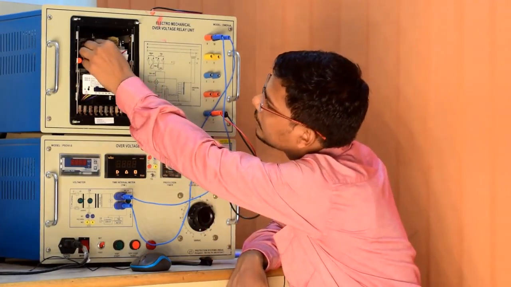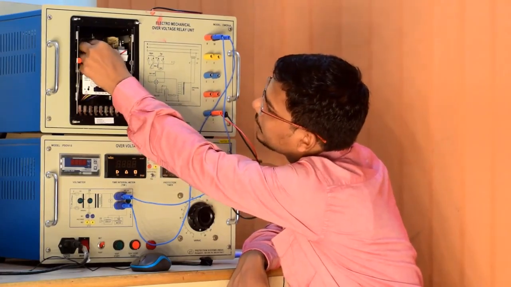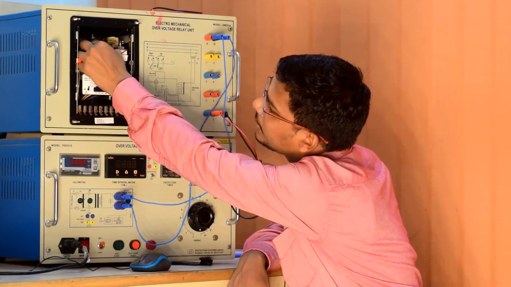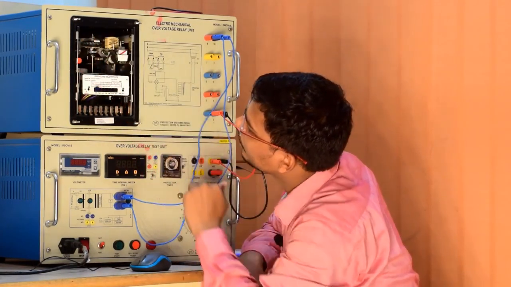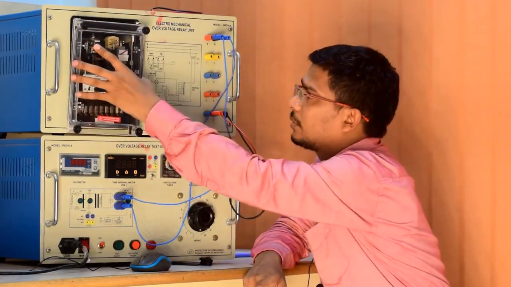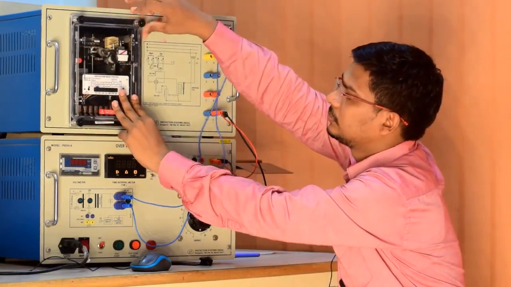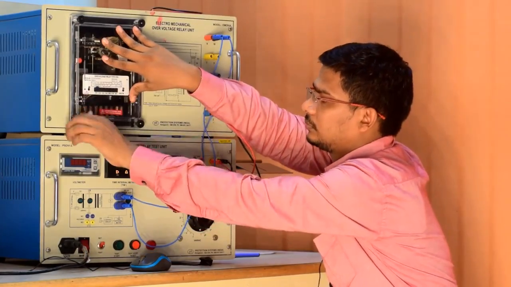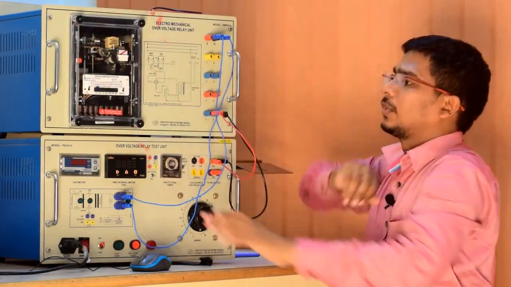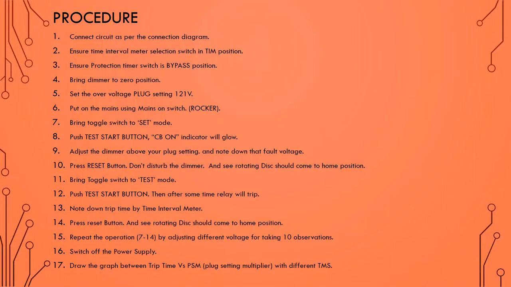So how will we change? Like that, 0.6, 0.7, 0.8, 0.9, and it is 1.0. So right now it is selected as 1.0. Then we will close this lid. Okay, so you have to close this lid, then we will see our next procedure.